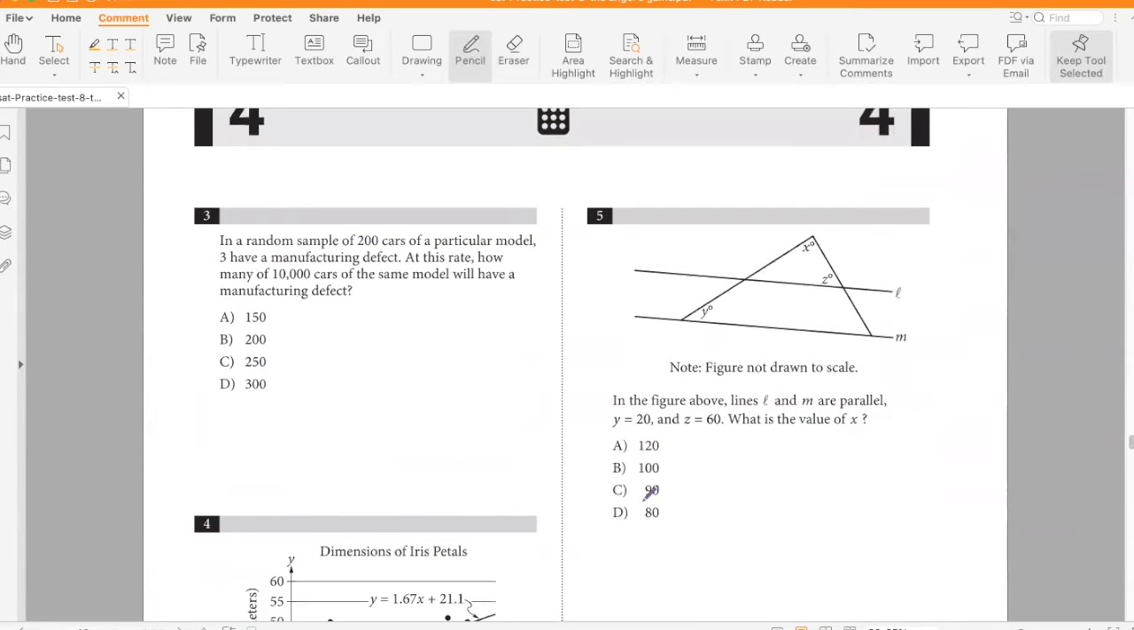In a random sample of 200 cars of a particular model, 3 have a manufacturing defect. At this rate, how many of 10,000 cars of the same model will have a manufacturing defect? So 3 out of 200 would be X out of 10,000. So these two cancel, so 2 into 50. So X would be 150.